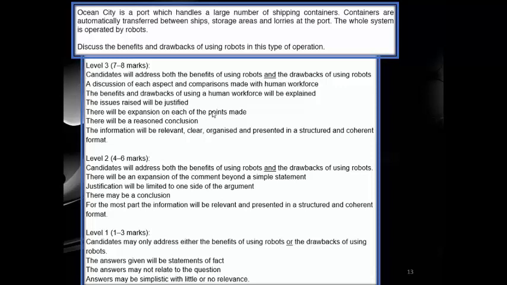You're free to get extra sheet. Trust me, IGCSE will mark all your scripts. Okay, or CIE as the case may be. There will be a reasoned conclusion. You have to conclude. Once again, the information will be relevant, clear, organized, and presented in a structured and coherent manner. Okay, now let's move to rule 3.